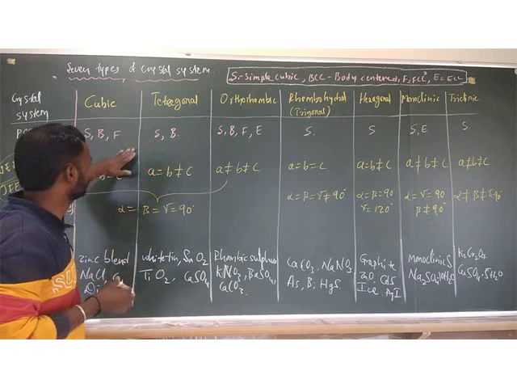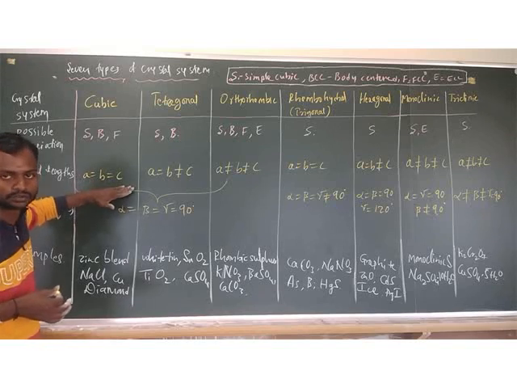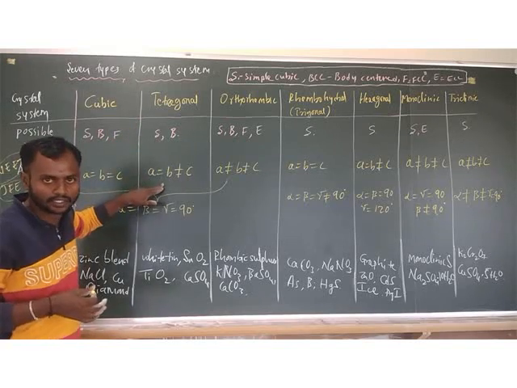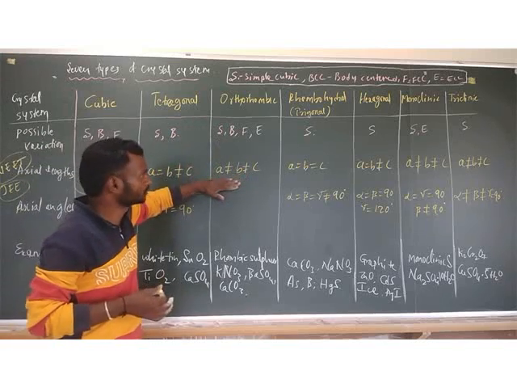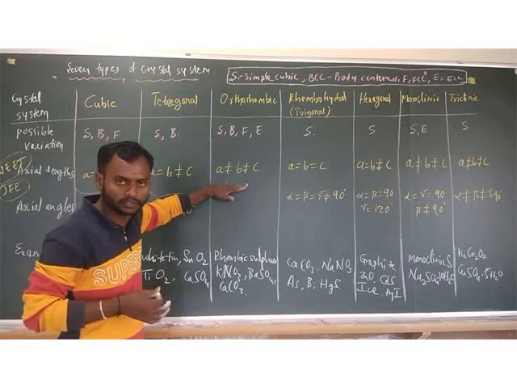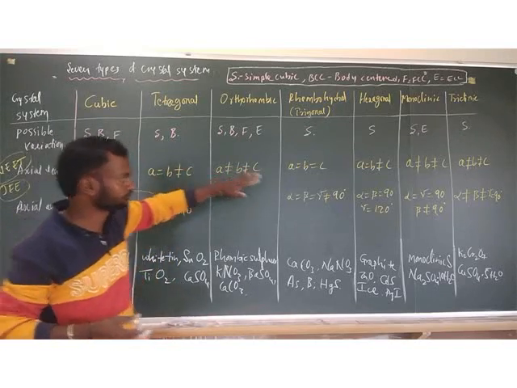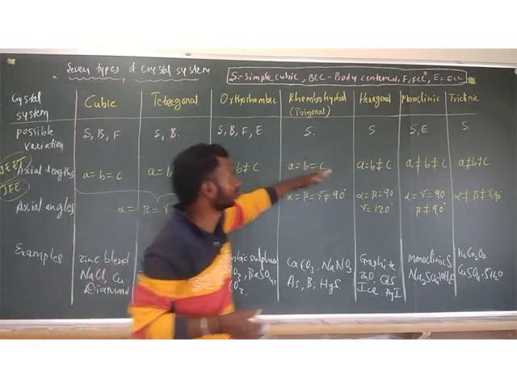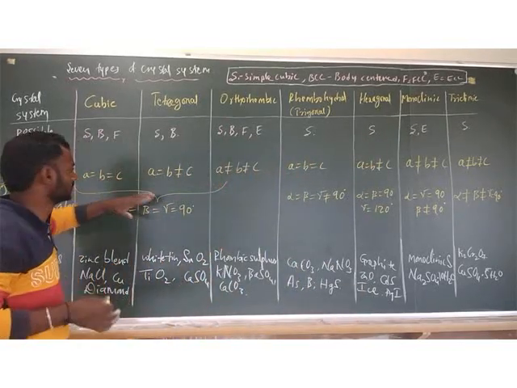In this one, the edge lengths are: in the cubic system, a equals b equals c; tetragonal, a equals b but not equal to c; but in the case of orthorhombic, a is not equal to b, b is not equal to c. And the next ones, rhombohedral, hexagonal, monoclinic, triclinic, repeat the same thing.